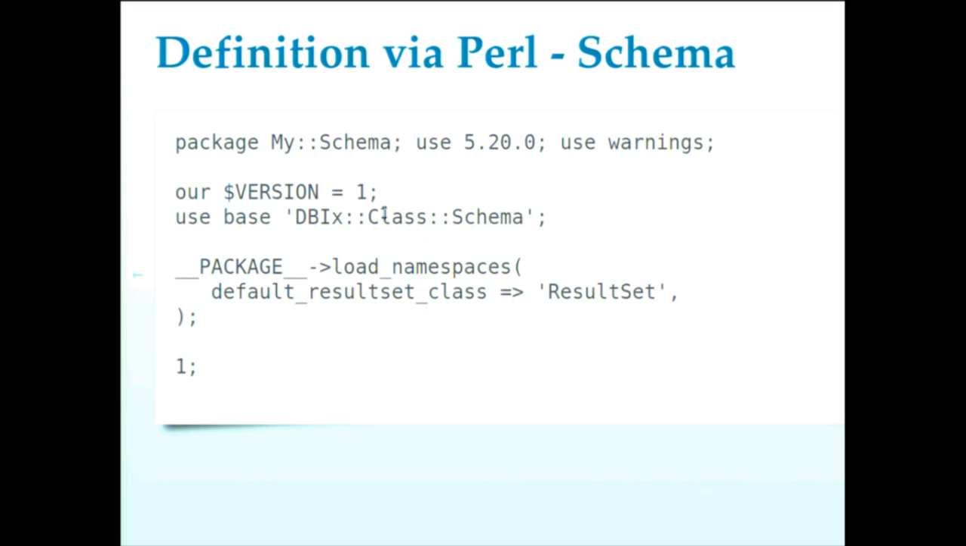You're going to want to put a version number for deployment later. And then this load namespaces call basically tells the schema that when it first loads up, it wants to look in a certain folder to pull out its results, and then also make a default result set base class for all of your result sets, which we'll go into in a second. But I just recommend this wholesale. Unless you know what you're doing, this is the way you want to define your schema class.